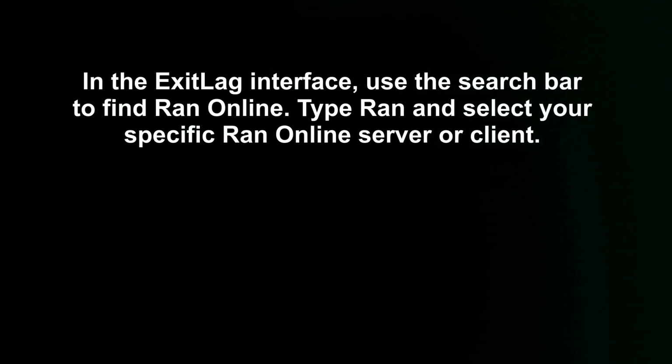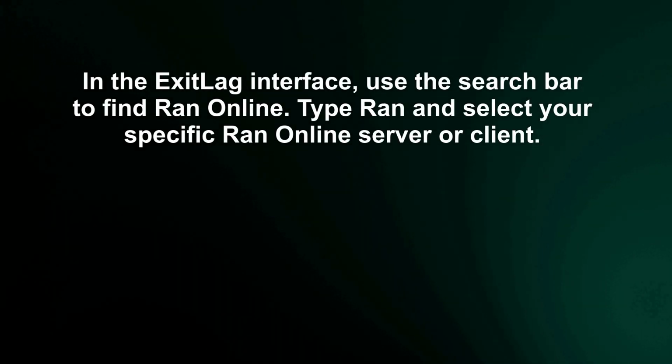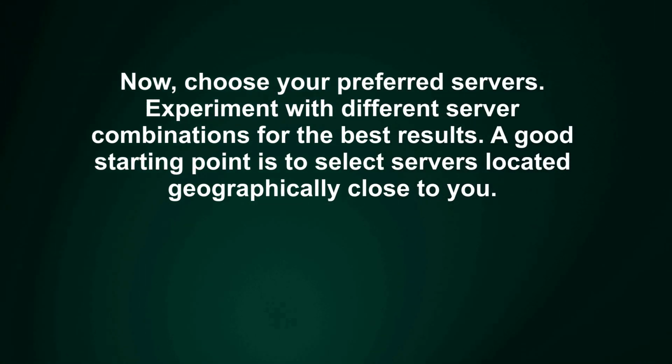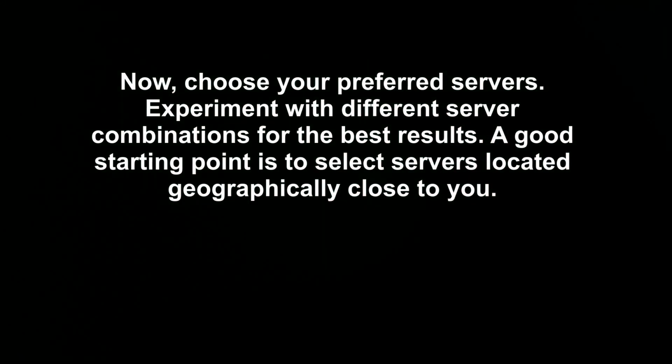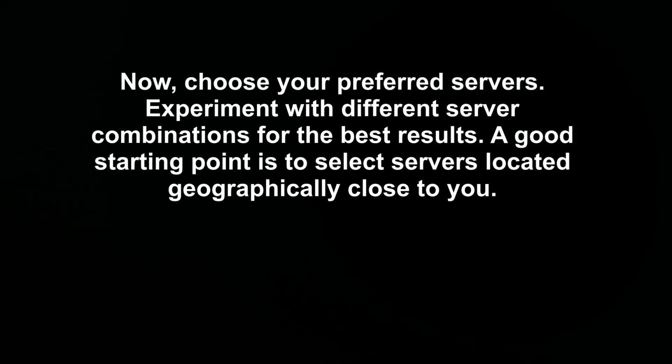In the Exitlag interface, use the search bar to find RAN online. Type RAN and select your specific RAN online server or client. Now choose your preferred servers. Experiment with different server combinations for the best results. A good starting point is to select servers located geographically close to you.